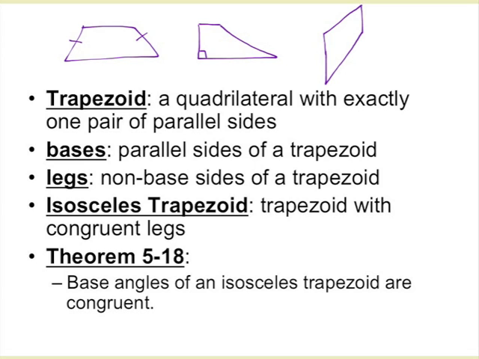Theorem 5.18 says the base angles of an isosceles trapezoid are congruent. There are actually two sets of base angles. There's a set of angles along one of the bases and a set of angles along the other base. So the two bottom base angles are congruent and the two top base angles are congruent to each other. They are not all four congruent to each other, but there are two sets of congruent angles. Only in an isosceles trapezoid. That is not true in general. Okay.